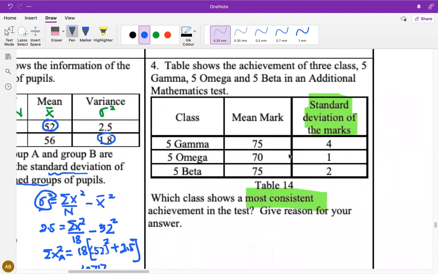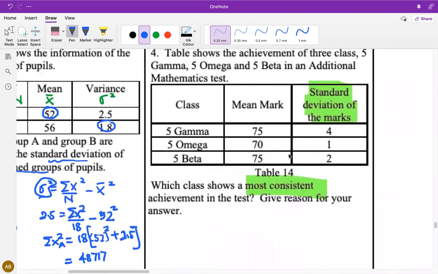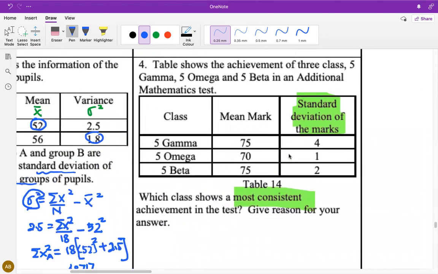Which one is more consistent? This one is a 2 marks question. So we look at it. First thing we look at the mean. If you look at the mean, you will say, oh, 5 gamma and 5 beta are the better classes, right? But when you see most consistent, we will look at the standard deviation. The lowest standard deviation is the best, the most consistent. So therefore, 5 omega.